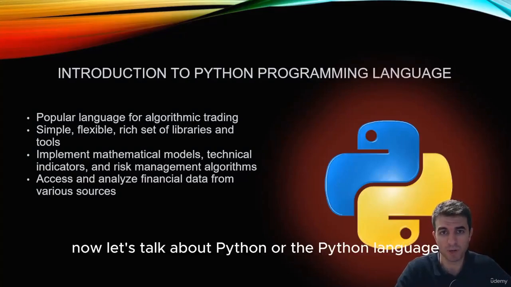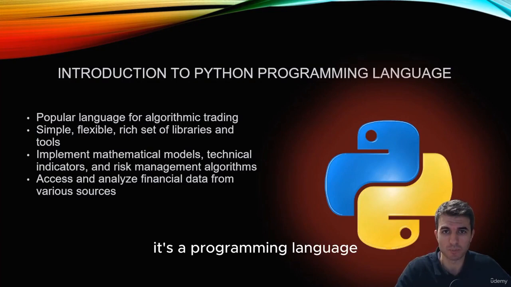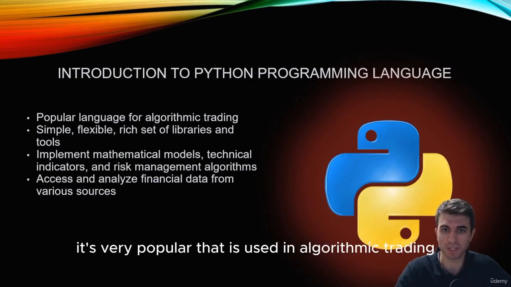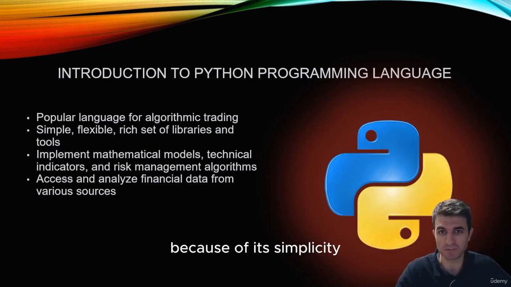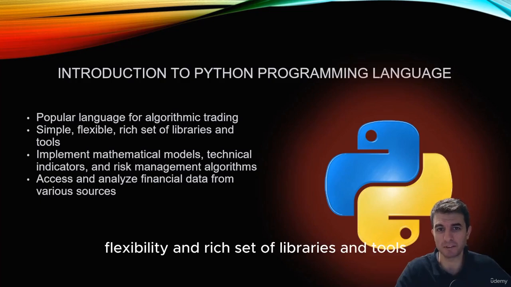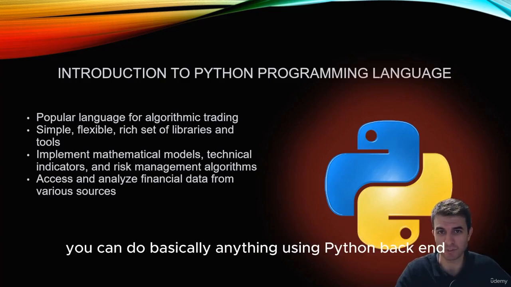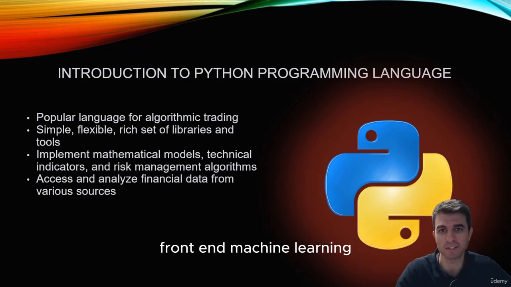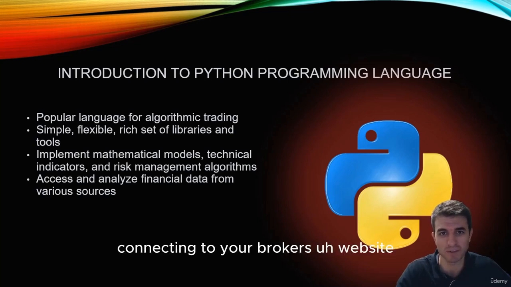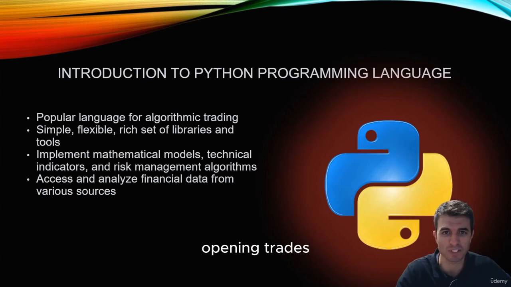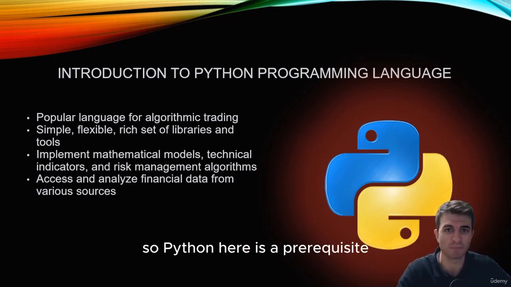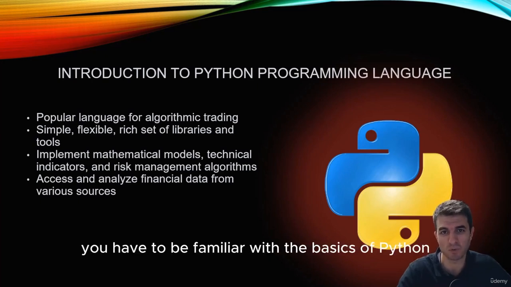Now let's talk about Python, or the Python language. It's a programming language that is very popular and used in algorithmic trading because of its simplicity, flexibility, and rich set of libraries and tools. You can do basically anything using Python. Back-end, front-end, machine learning, neural networks, trading, calling APIs, connecting to your broker's website, passing trades, opening trades, closing trades, you name it.